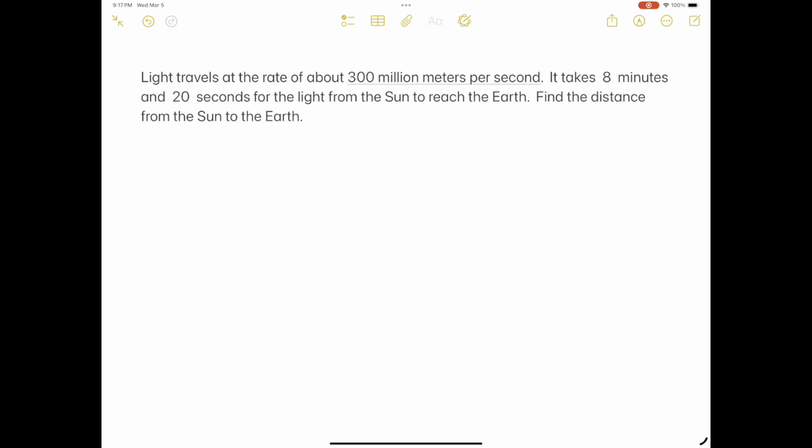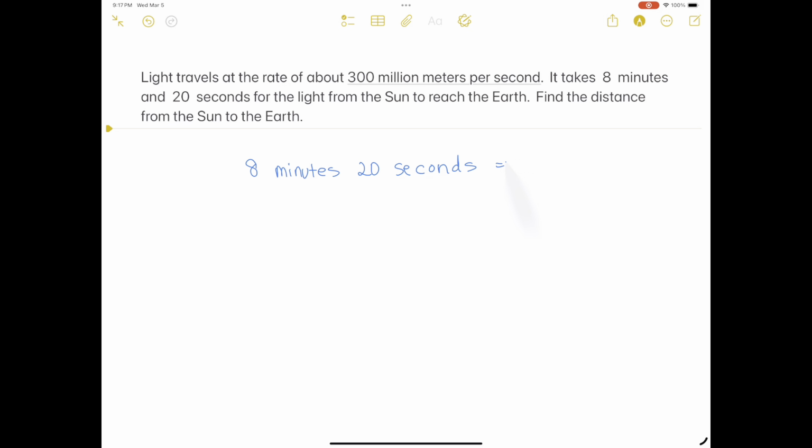Light travels at the rate of about 300 million meters per second. It takes 8 minutes and 20 seconds for the light from the sun to reach the earth. Find the distance from the sun to the earth. So it takes 8 minutes and 20 seconds for the light to travel from the sun to the earth, and we need to figure out how many total seconds that is.